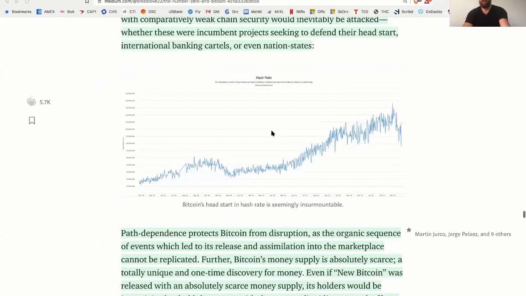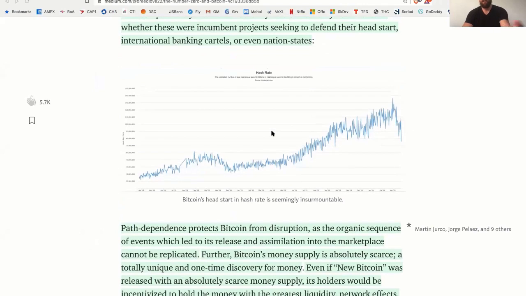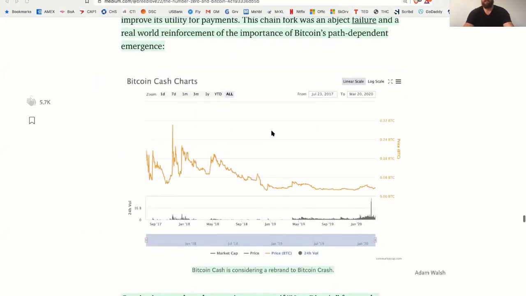And this is just what Bitcoin's hash rate has done over the years. It's exploded. And this is Bitcoin Cash priced in Bitcoin terms since its launch. And I like to joke here that Bitcoin Cash is considering a rebrand to Bitcoin Crash, because that weaker social contract that Bitcoin Cash represented could not compete with Bitcoin Core. So it's as if the discovery of absolute scarcity for money is a one-time thing. If you try to replicate it, the value just collapses back into Bitcoin, essentially.